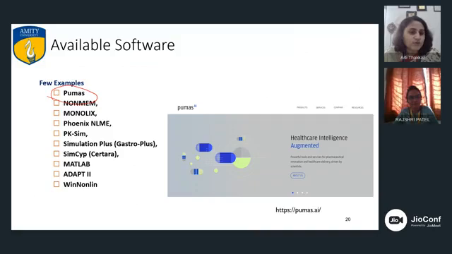So you can say NONMEM, Monolix, Phoenix, you have PK-Sim. We have done all the work using PK-Sim because it's freely available. We are going to try with Pumas also. We are in talk with Pumas persons, specifically Dr. Vijay Vaturi, who is co-founder of Pumas. So probably we would be able to use it.